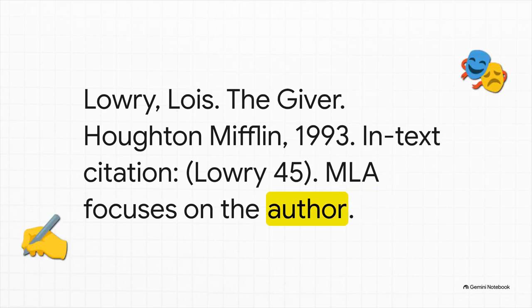Now let's switch gears to MLA for that exact same book. The reference list reads, Lowry, Lois, The Giver, Houghton Mifflin, 1993. See the difference? The author's full name takes center stage, and the date is pushed all the way to the back. For the in-text citation, right after a fact in your paragraph, MLA completely drops the year and just uses the author and the page number. So it looks like this: Lowry 45. The 45 is just the page number where you found your info.